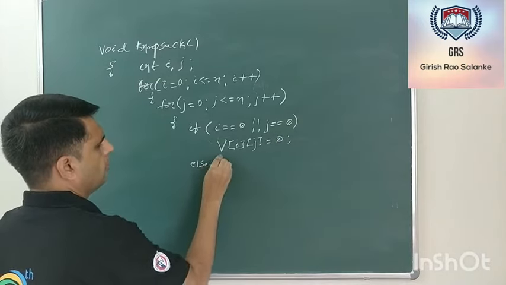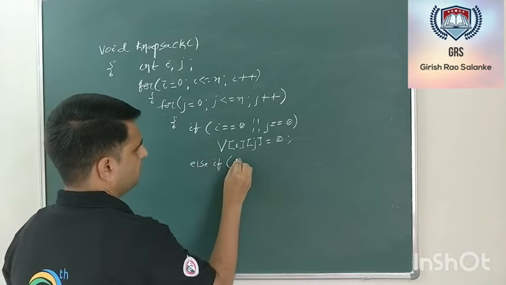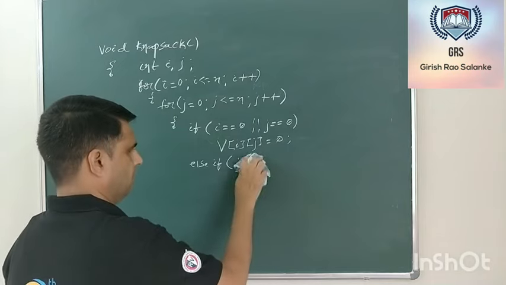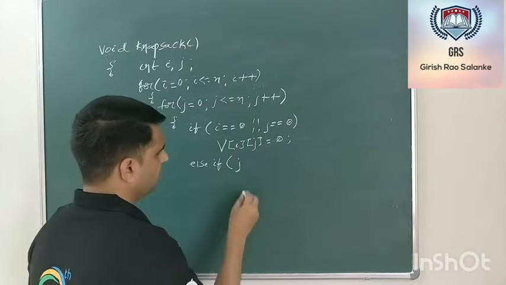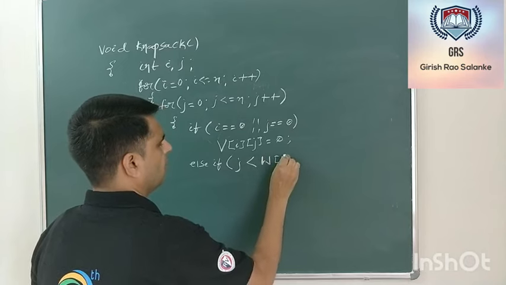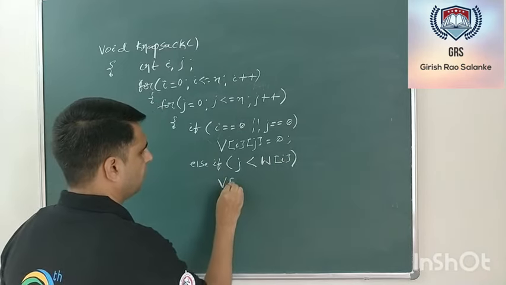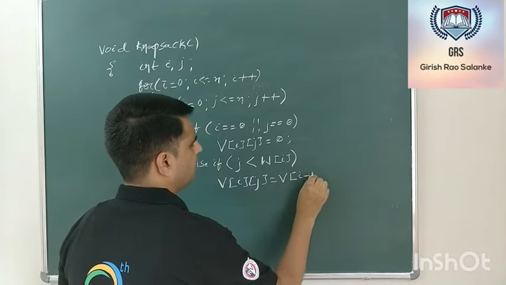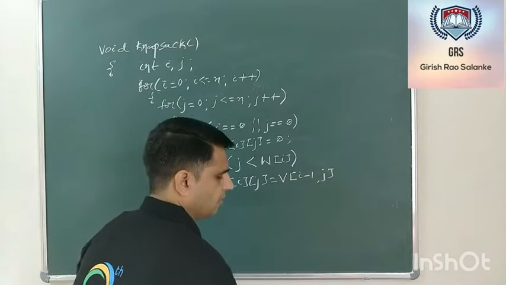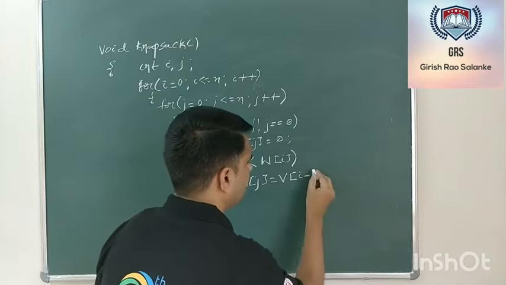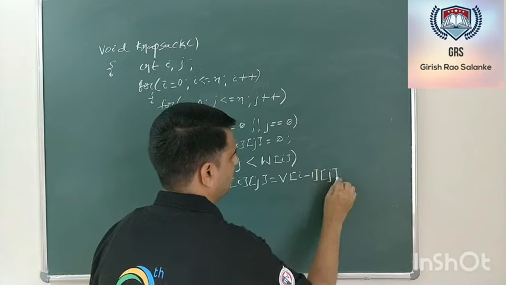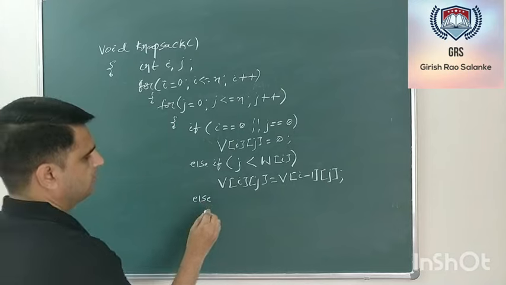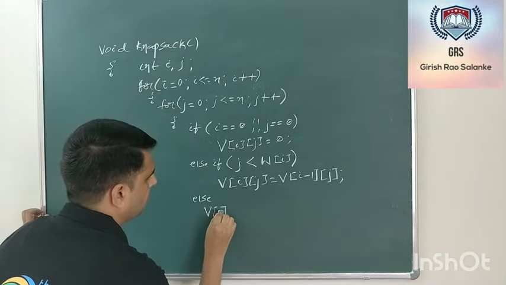Else if, what are the other two cases? j minus w i. How to write this? j minus w i less than 0, that is, if j is less than w i. How to calculate this? V of i j is equal to V of i minus 1 and j. Please don't use a comma, it's a two-dimensional array. Else, how to write V of i j?